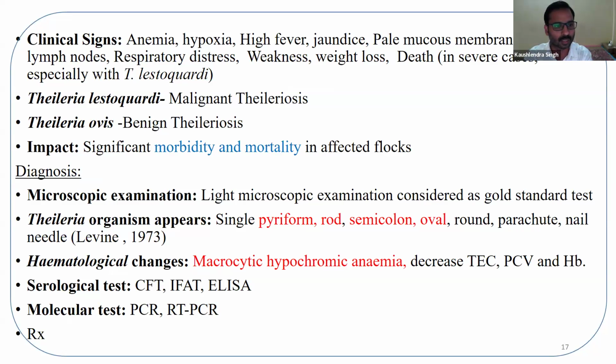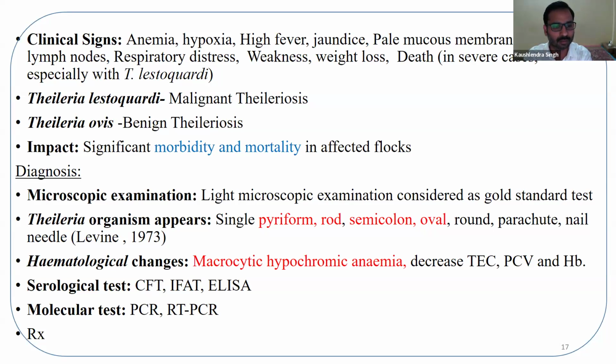Coming to the diagnosis. Light microscopic examination is considered the gold standard test. After Giemsa staining, the Theileria organism looks like single pyriform, rod, comma-shaped, oval, round, or needle-like forms. Coming to the hematological changes: microcytic hypochromic anemia is commonly seen, with decreased total erythrocyte count, PCV, and hemoglobin.